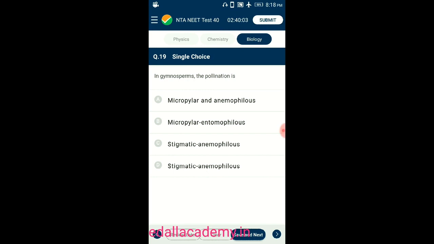During pollination, pollen grains land on the female cones near the micropylar region. The pollen grains are transferred directly to the ovule as the ovules are exposed directly to the surface. So the answer for this question is micropylar and anemophilous. In gymnosperms, the pollination is micropylar and anemophilous. So the correct option is A.